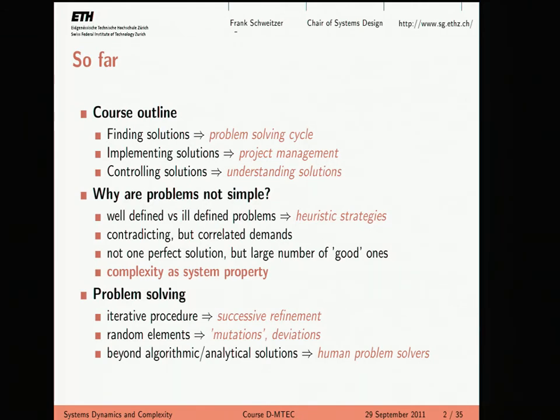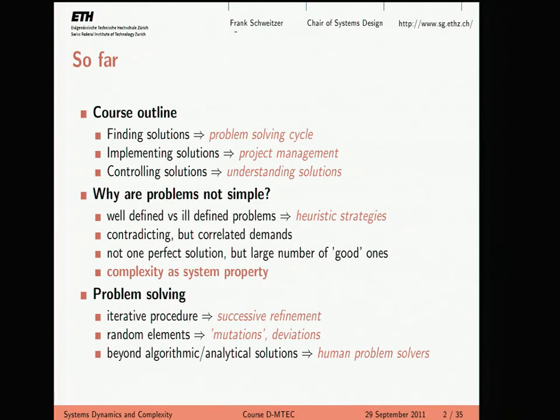Last lecture, we dealt extensively with the topic why problems are not simple. And hopefully now you know why problems are not simple. They have an ill-defined problem space, no known algorithm to solve them, multiple conflicting objectives, contradicting but correlated demands. And we'll be interested in exactly those problems, not in the trivial, well-defined problems. And hopefully, I gave you a flavor of what we're going to mean by complexity. Complexity is not going to be something that you can simplify or abstract away, reason away, negotiate away, or stuff like that. Complexity is going to be a system property. So we're dealing with systems and with problems which exhibit complexity. And with complexity come the notions of unpredictability and chaos. But this is the last part.